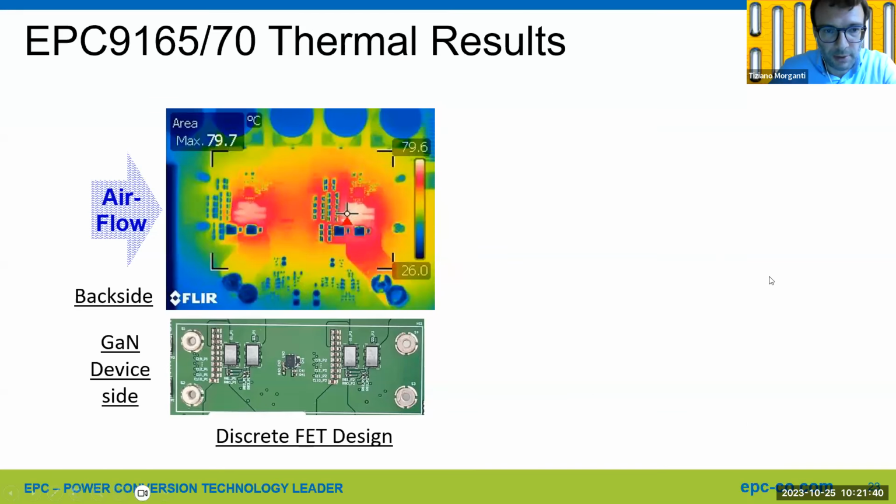Thermal imaging of the boards. So you can see we have some airflow, I think 800 linear feet per minute on this board. And we measure the temperature of the power stage on the bottom of the PCB. So we can see the hotspot temperature being about 80 degrees. So this is an approximate measurement of the temperature of the power stage.